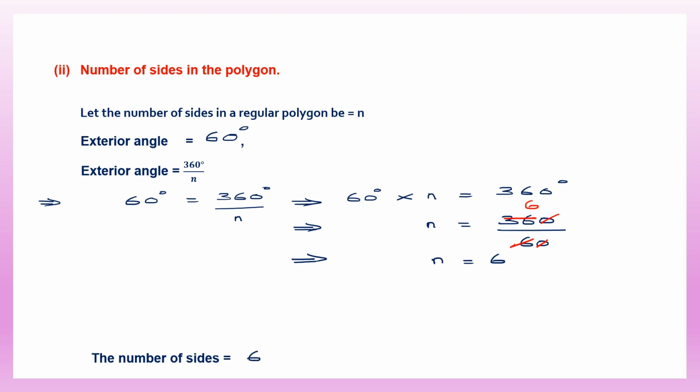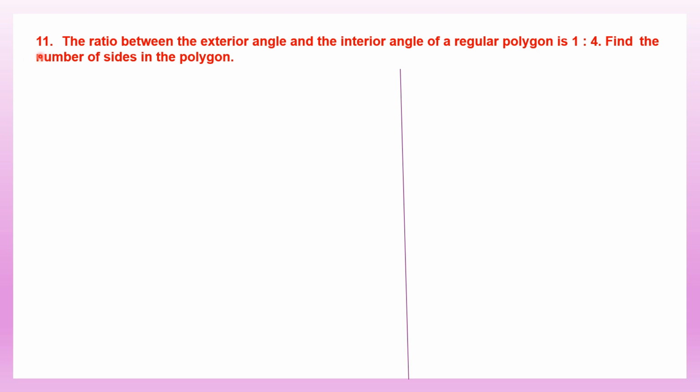So we found two answers here. The first answer is the exterior angle, which is 60 degrees, and the second is number of sides, which is 6. Question 11. The ratio between the exterior angle and interior angle of a regular polygon is 1:4. Find the number of sides in the polygon.